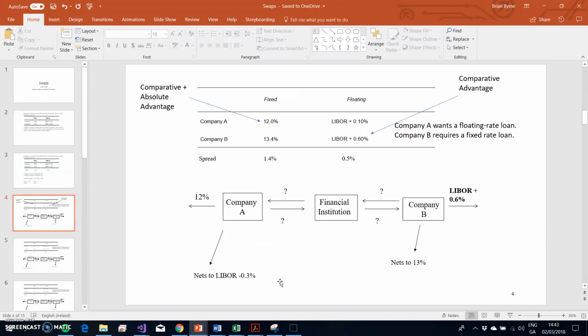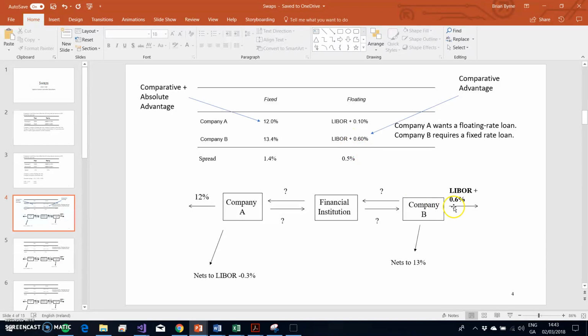Okay, so go to the next slide and look a little bit at the analysis. Again, A wants a floating rate, but initially, in structuring the swap, we will say A should borrow at 12%, because that's where it has its comparative advantage, absolute, but also importantly comparative advantage. And even though B wants a fixed rate, which would cost 13.4 typically, we're going to force B to borrow where it has a comparative advantage.